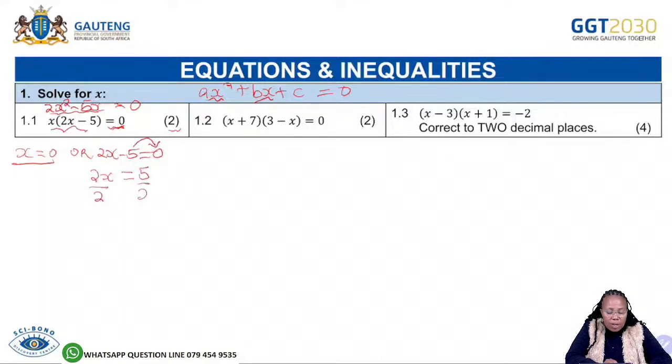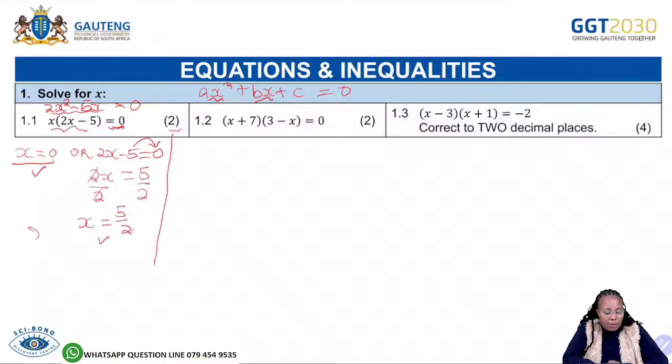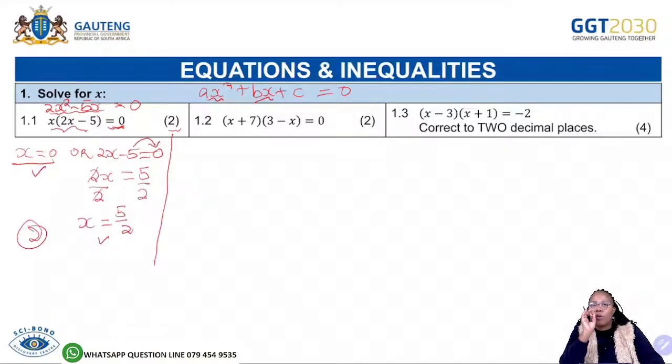From here, what must we do, grade 12? Divide both sides by 2. Then your second x will be 5 over 2. So the 2 marks are 1 for x equal to 0 and 1 for x equal to 5 over 2. Hence, we have allocated 2 marks for that problem. Can you see that? No need for multiplying out, because you might make mistakes. As long as the brackets are equal to 0, do not multiply. Go straight to the answer, right?